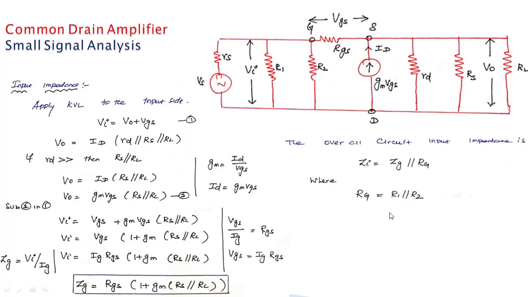On the other hand we have the resistances R1 and R2. So Zi, the overall input impedance, is equal to ZZ in parallel with RG. RG is the parallel combination of R1 and R2. So the RG and ZZ in parallel is the overall input impedance.